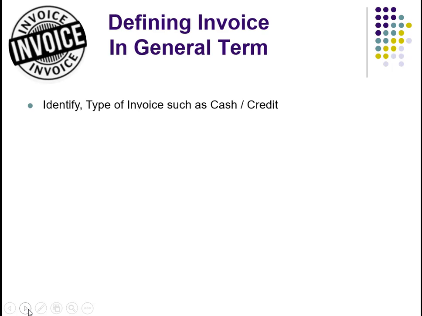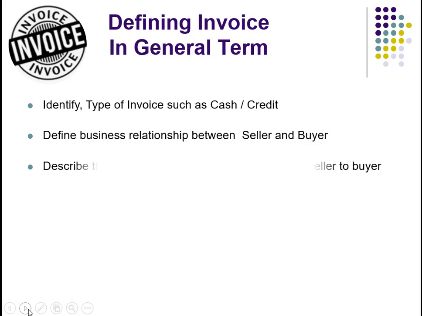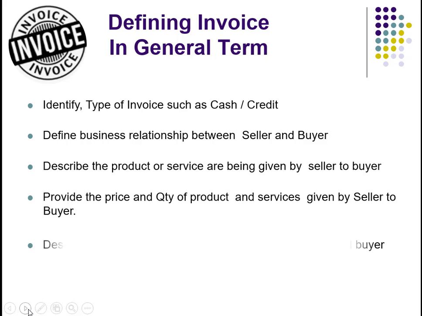Now, defining the invoice in general terms: when you see the document, how will you determine this is an invoice? The type of invoice should be defined, like cash or credit. It creates a business relationship between seller and buyer. It provides the detail about the product and services which are going to be exchanged. Then it provides further detail of the quantity and the unit in which the product or service is going to be exchanged. And finally, the terms and conditions which have been agreed by both parties.